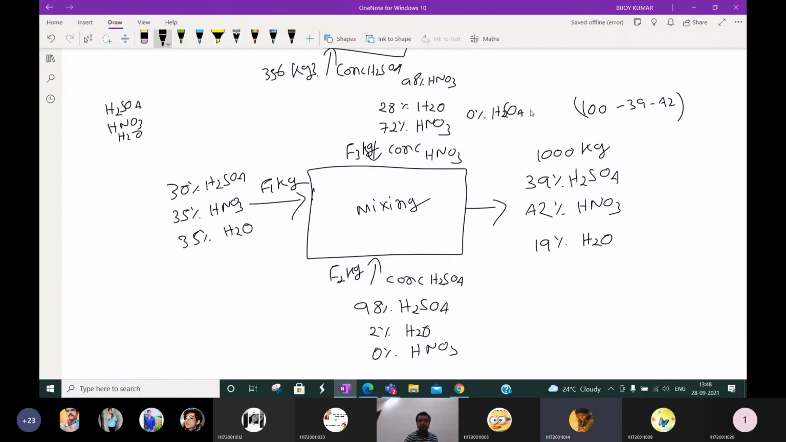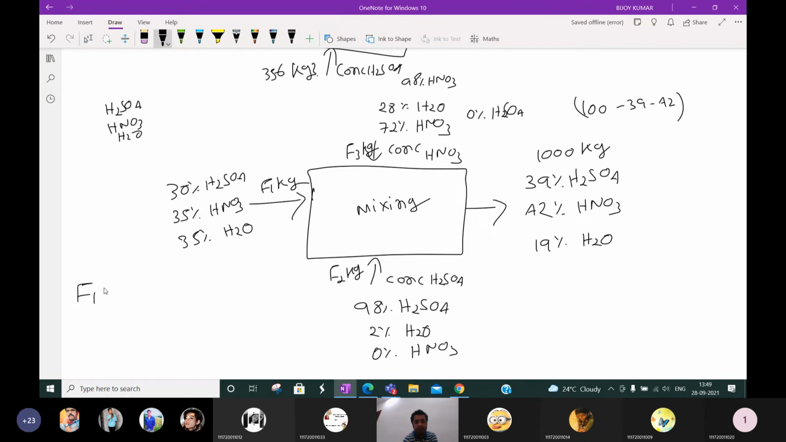The remaining 28% will be water only. Okay, simple. You have to read the question, which is given in English, and find this diagram. After this, the diagram is very easy. First is the overall material balance.